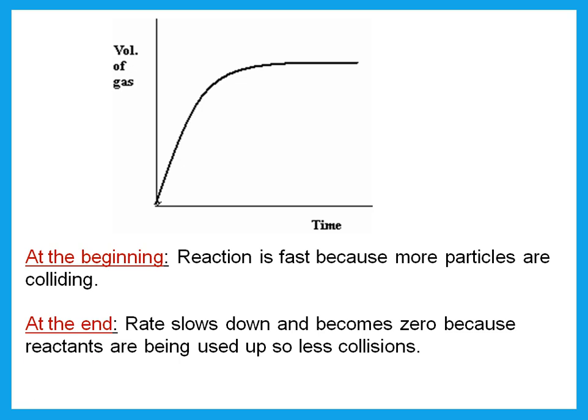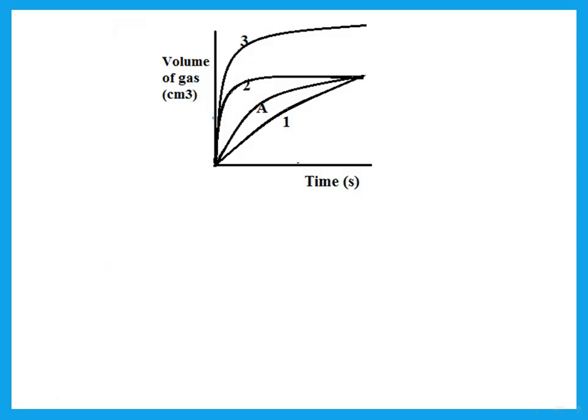So if he says one of them is in excess, that's not the one we're talking about. The one that is not in excess has been used up, so there are fewer collisions or no more collisions. So if I'm doing an experiment and I have graph A, and he says he did something to the experiment to make it slower, then my graph should be graph 1. If he did something to the experiment and it made it faster, then you have graph 2.